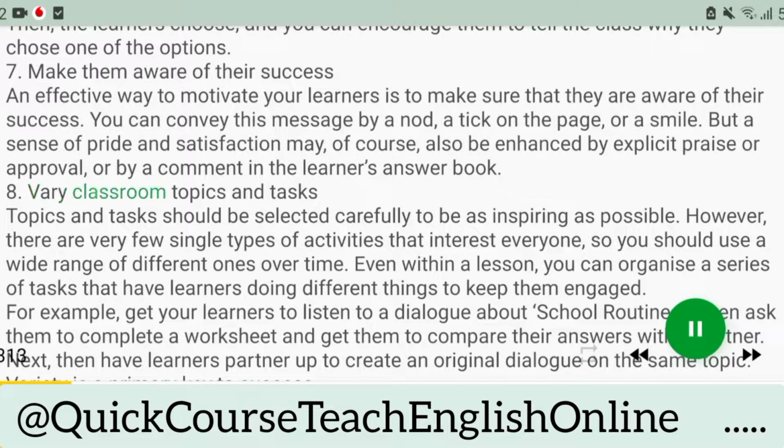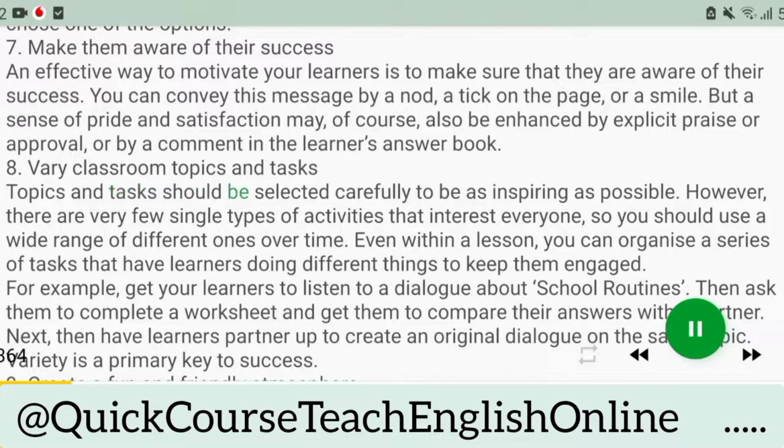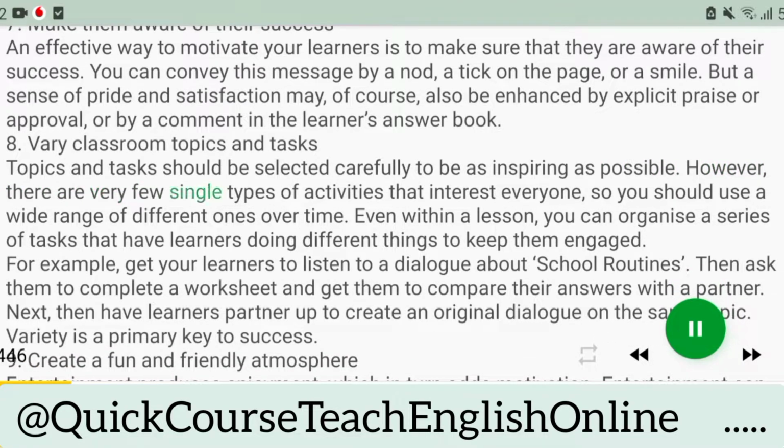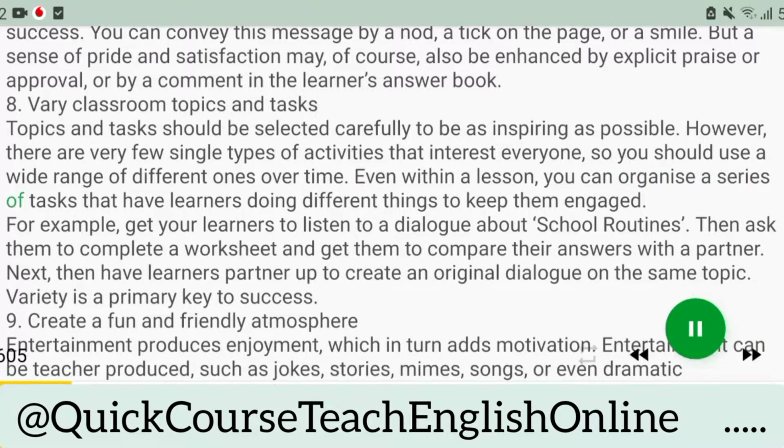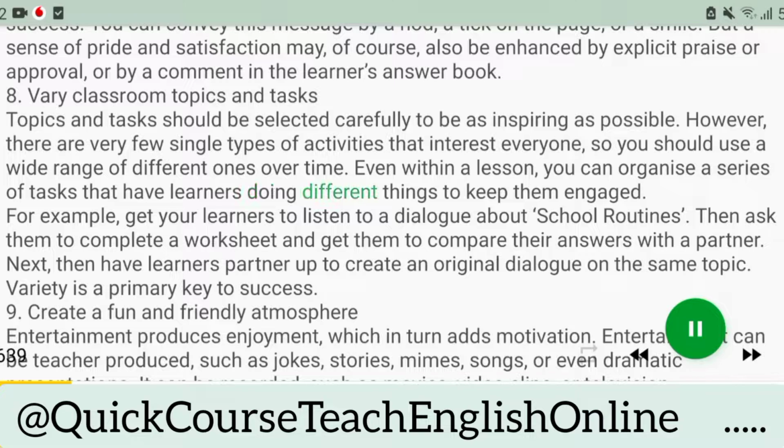8. Vary classroom topics and tasks. Topics and tasks should be selected carefully to be as inspiring as possible. However, there are very few single types of activities that interest everyone, so you should use a wide range of different ones over time. Even within a lesson, you can organize a series of tasks that have learners doing different things to keep them engaged.